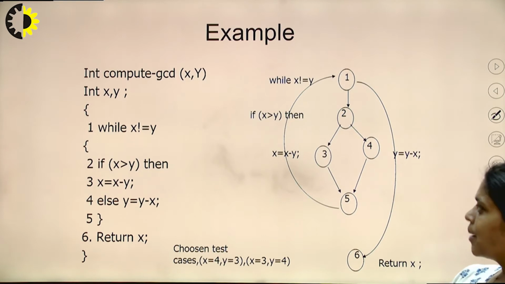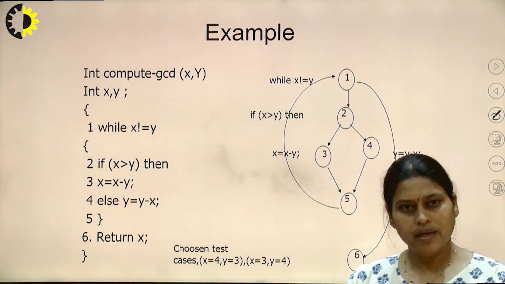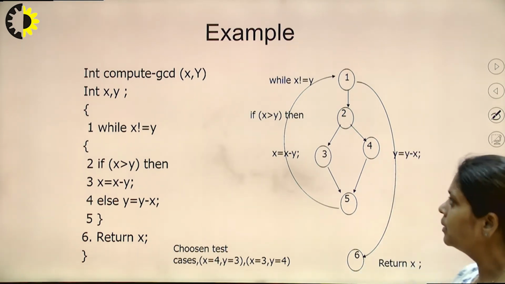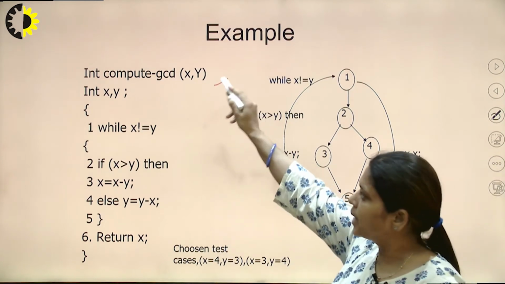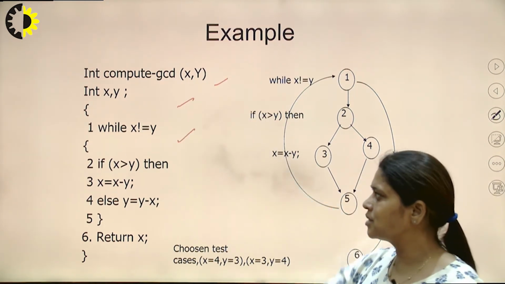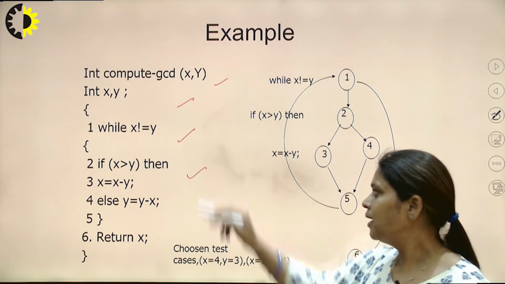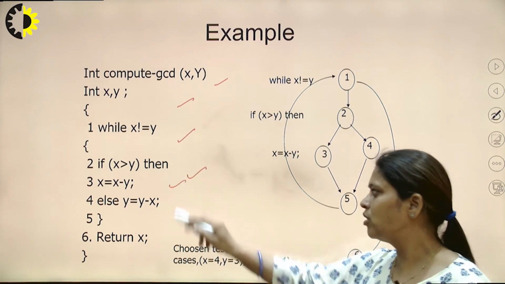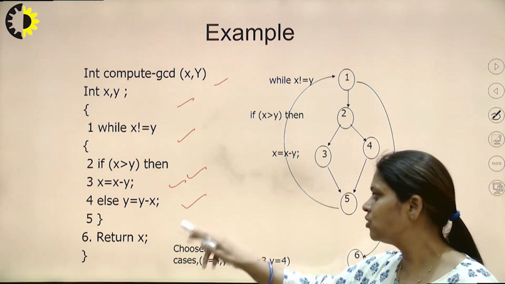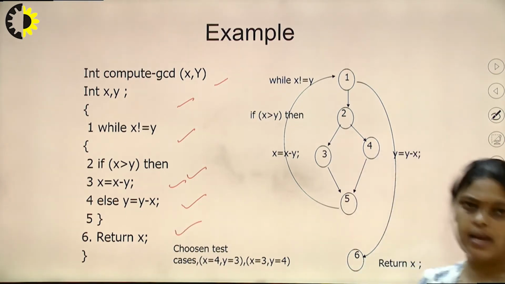This is an example for computing the GCD of any number. So int computeGCD(int x, int y), while x is not equal to y: if x is greater than y, then x is equal to x minus y, else y is equal to y minus x, and return x.